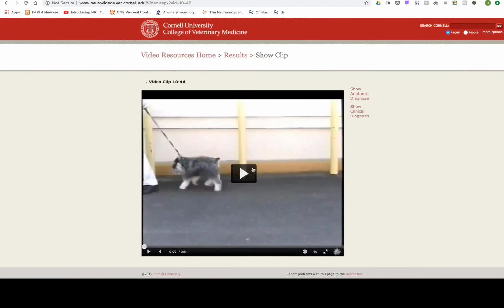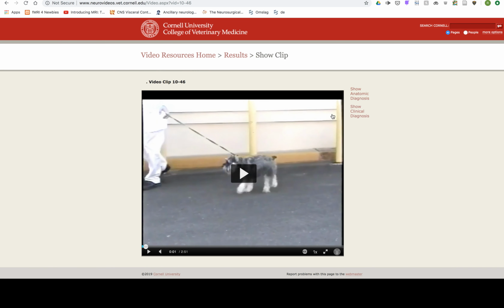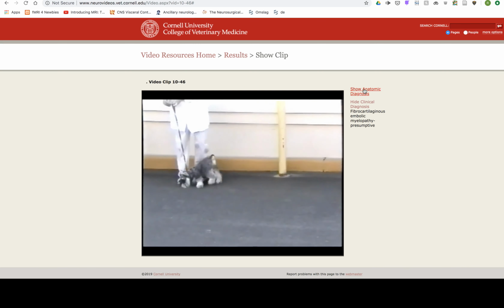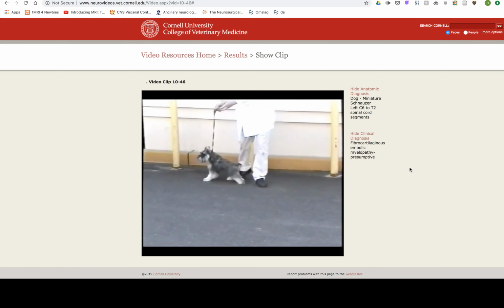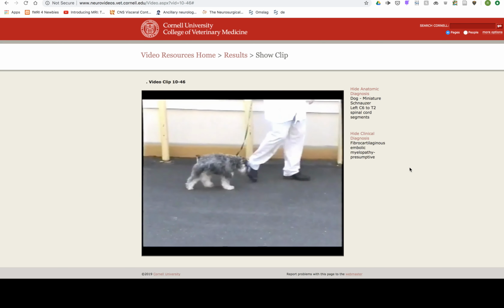Video 10-46 shows Pepper, a 3-year-old castrated male miniature schnauzer, who exhibited a sudden onset of difficulty using the left pelvic limb. That was followed in a few hours by difficulty in the left thoracic limb. On the initial examination, no voluntary movement was seen in the left pelvic limb. The video was made 3 days after the onset of the abnormality. Note the short strides in the left thoracic limb and the fair hopping when her weight was supported.